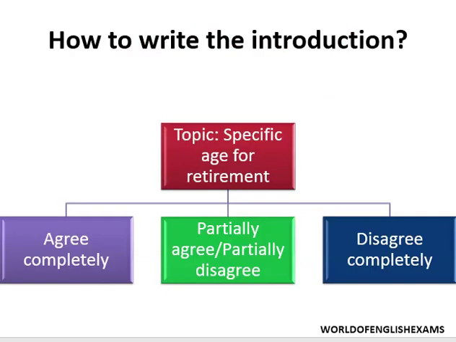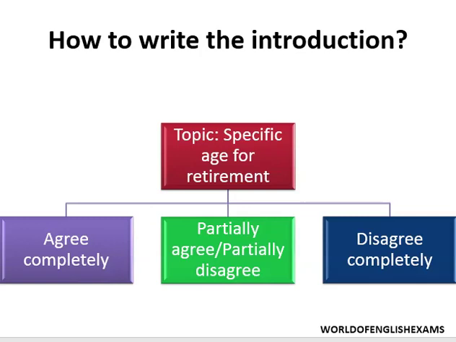So the introduction basically is a 3-statement paragraph. The topic given here is specific age for retirement. So that is the topic. And as I previously told you, this essay prompt says give your opinion. So what is your opinion? My opinion can be that I agree completely, because if they retire at the age of 60, it has many advantages. Then I can partially agree or partially disagree.